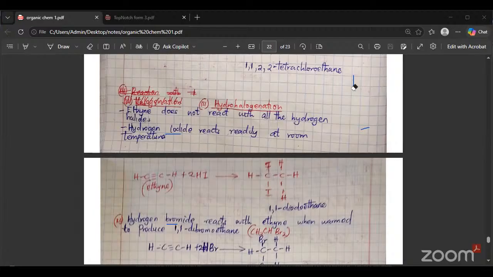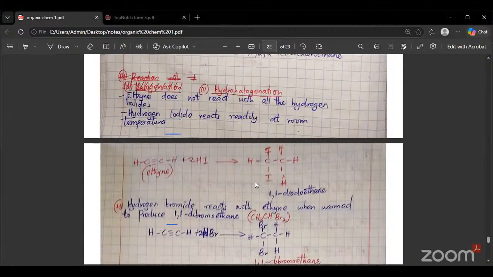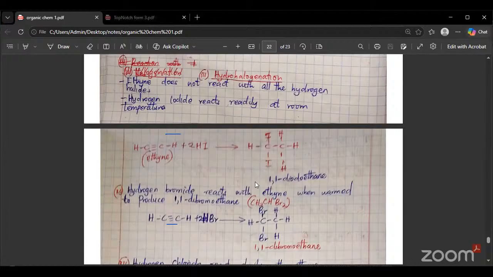I normally tell my students that way. Always check first of all. There's something. So we must warm for the other one, as you can see. So you warm, and the process is the same. What is formed is a dibromo.